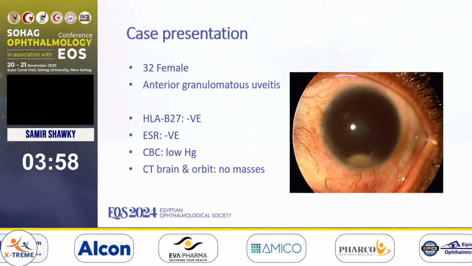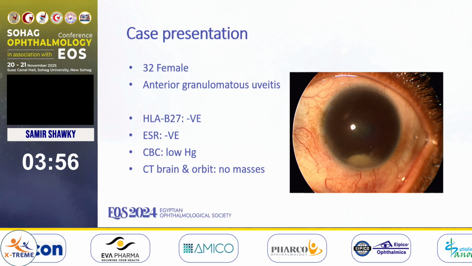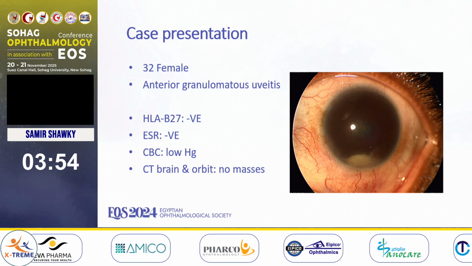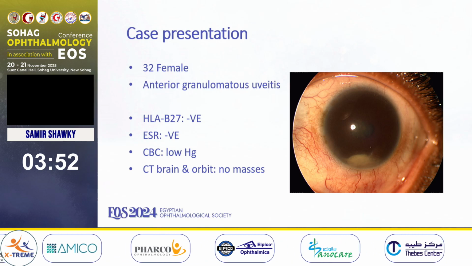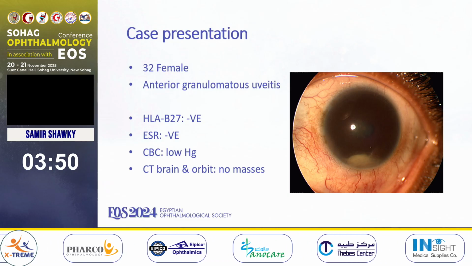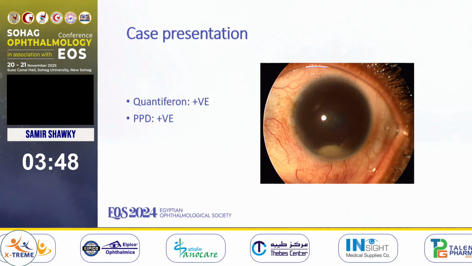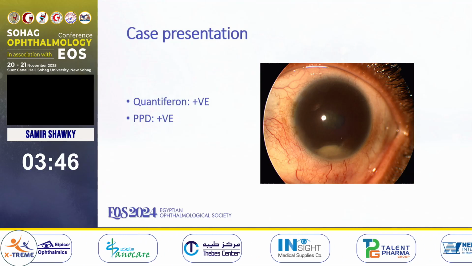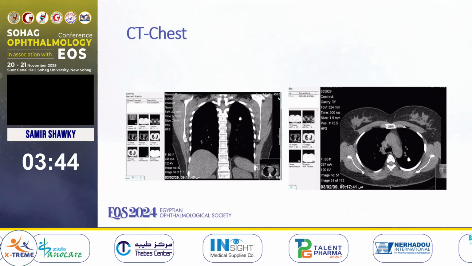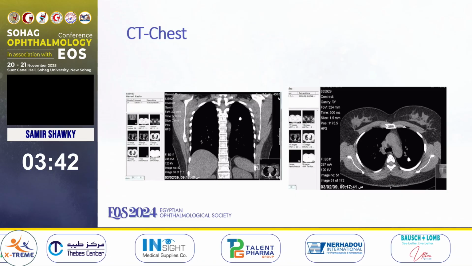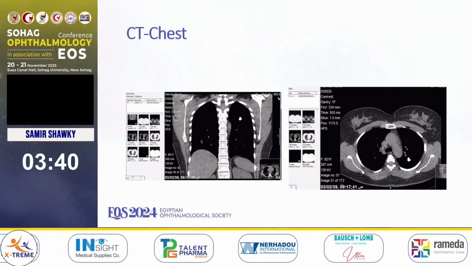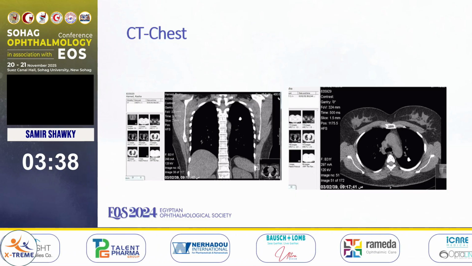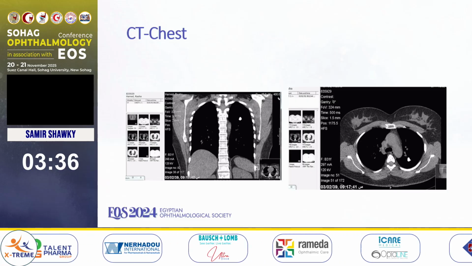This is a female patient with a classic anterior granulomatous uveitis with granuloma in the anterior chamber here. All the tests were negative, as you can see here. But quantiferon was positive and the PPD was positive. And this is her CT chest, as you can see. This is the classic apical fibrosis in the chest X-ray and the CT.